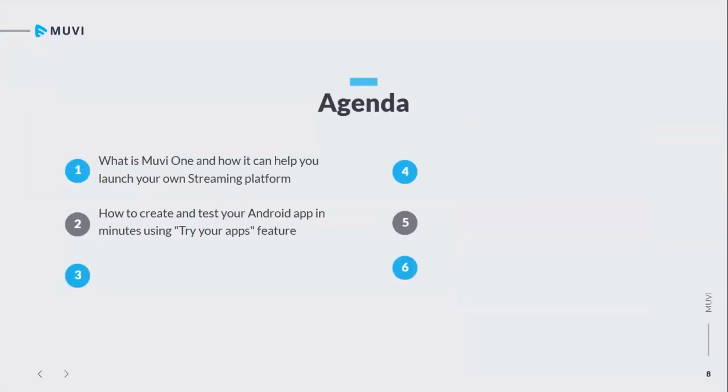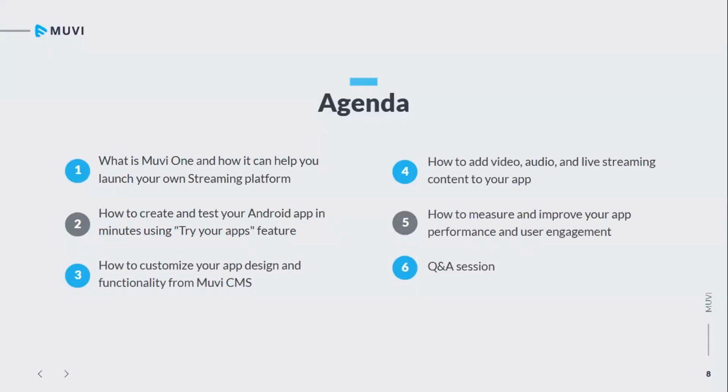So we'll quickly jump to the agenda. What we'll talk about? We'll talk a bit about our product, what is Muvi One. Then we will also see what is the Muvi content library, like how you can use it to manage all your content that you want to have in your apps. Then we will focus a bit more on our special feature we're calling Try Your Apps. Basically, you use it to test out your apps before you launch it to production.